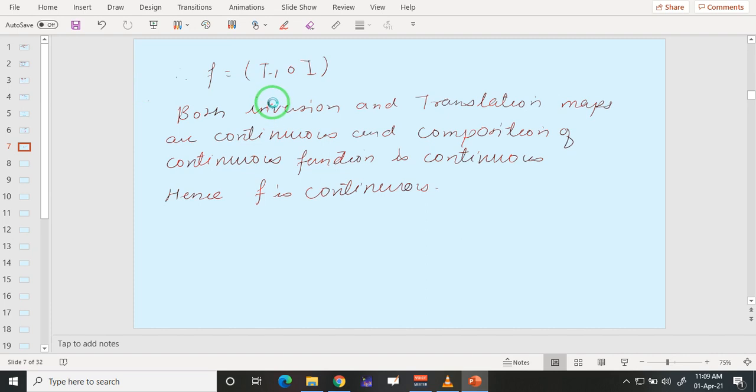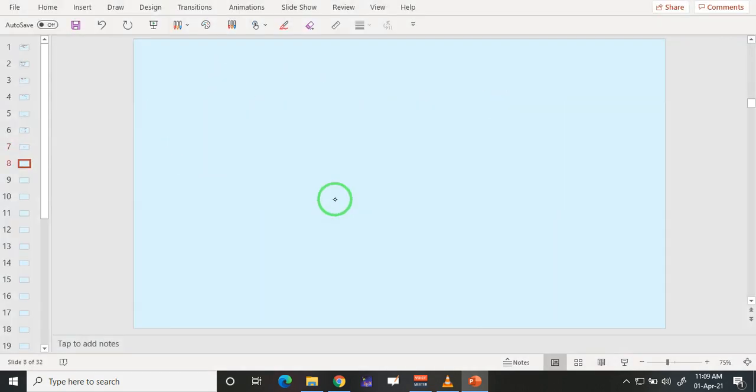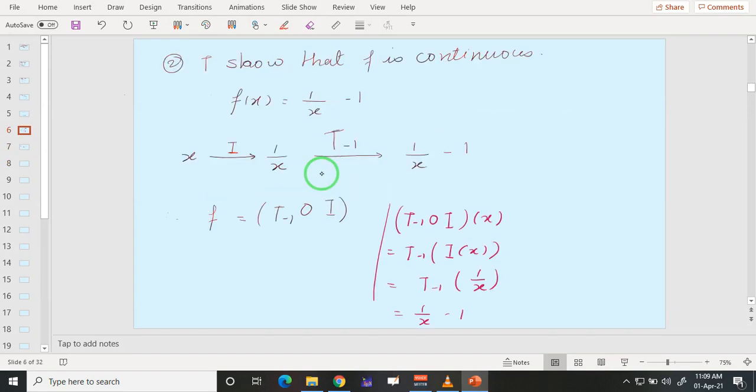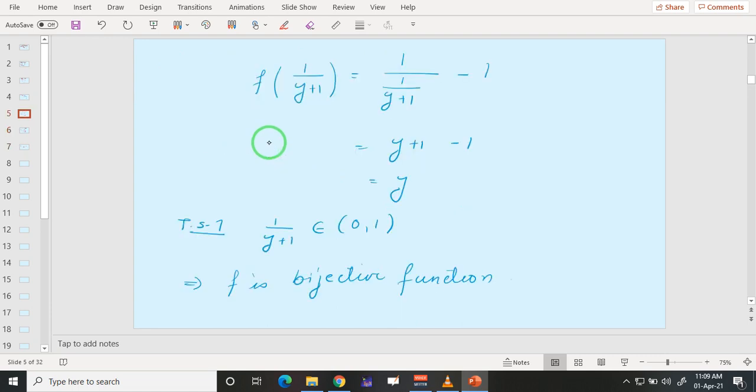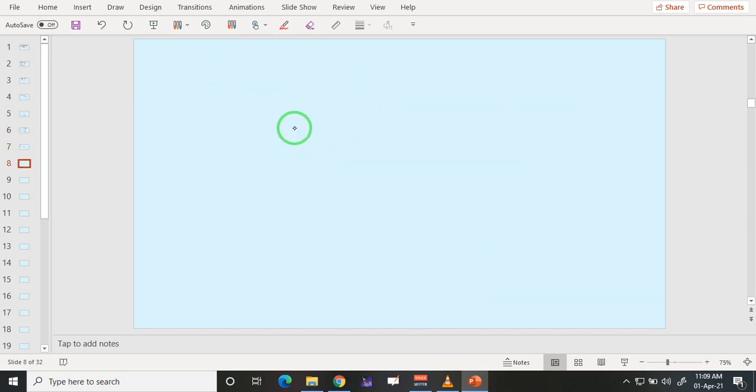Third point, we need to show that f is invertible, f inverse is continuous. And to show that f inverse is continuous, first we need to find the inverse of that f. With our calculation, we have taken that inverse to be f inverse of y equals 1 upon y plus 1. So you should know how to find the inverse of a function.